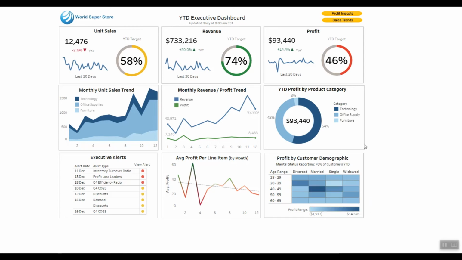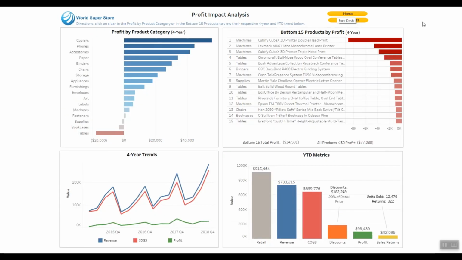Now let's deep dive into some of the concerns we notice with the profit over time and see if we can identify some root cause. We'll use our custom navigation buttons to navigate to the profit impacts dash. Notice I don't have the Excel-like tabs visible in Tableau. I'm using custom navigation. On the Profit Impact Analysis dash, you can click on one of the bars in the Profit by Product category view or the bottom 15 products by profit on the right, and it will change the 4-year trends and year-to-date metrics below.